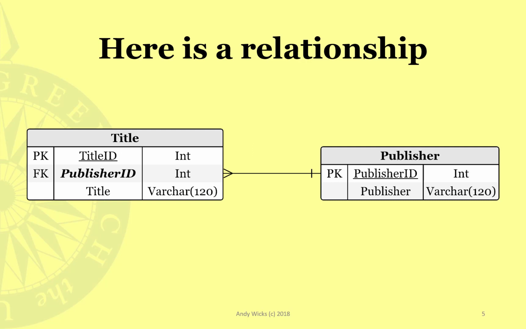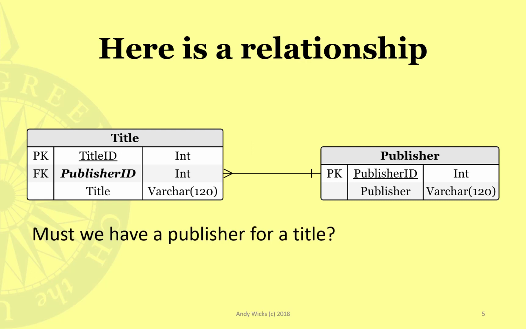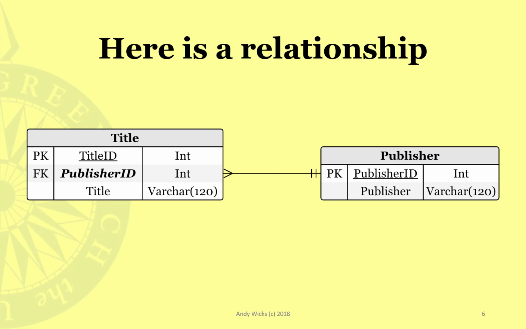But we can extend this a bit more and give a lot more information. So for example, we may want to know whether we have to have a publisher for a title. Well, somebody's got to publish that book, so therefore the minimum number of publishers must be 1. So we add an extra bar to the end of the publisher entity relationship. So now we have 2 bars there.